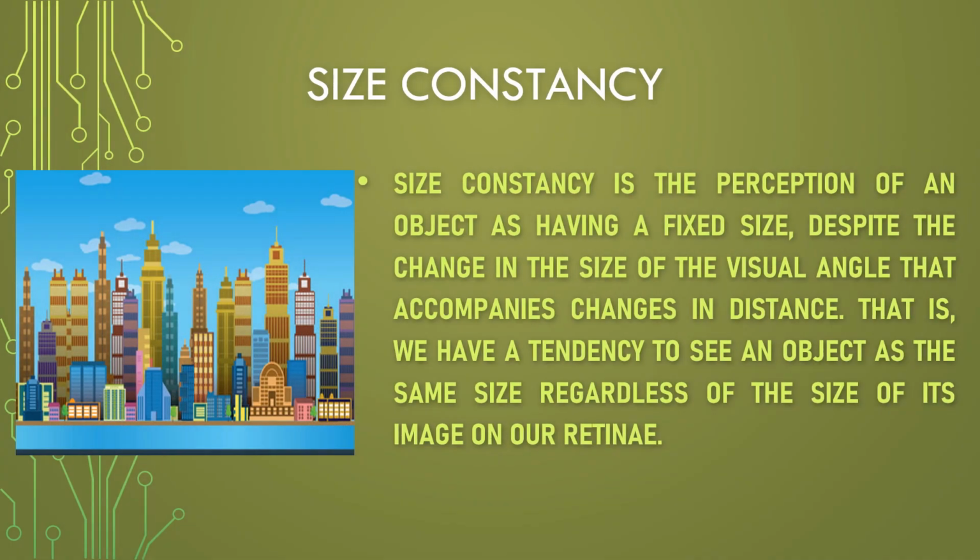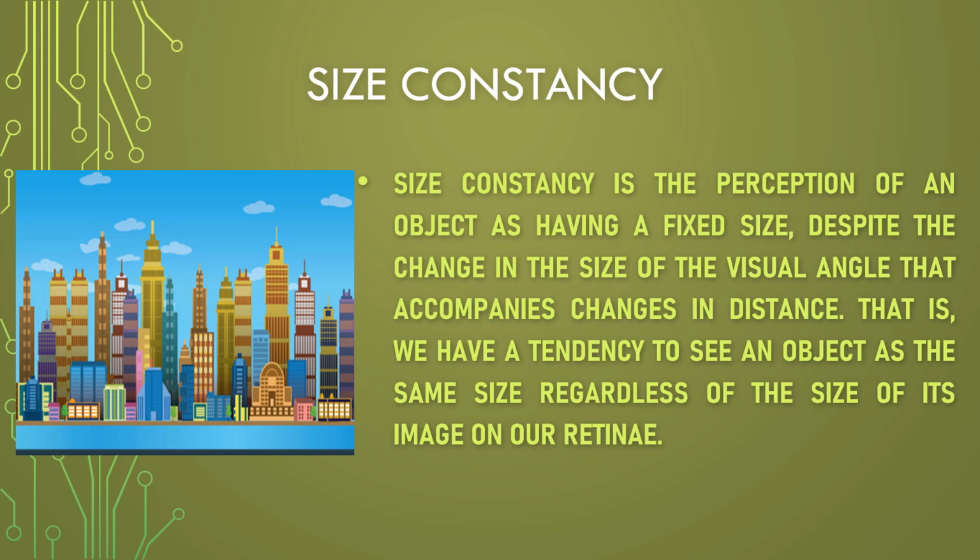So, what is size constancy? It is the perception of an object as having a fixed size, despite the change in the size of the visual angle that accompanies changes in distance. That is, we have a tendency to see an object as the same size, regardless of the size of its image on our retina. Size constancy is a tendency to perceive an object as being the same, whether it is far away or close to us.